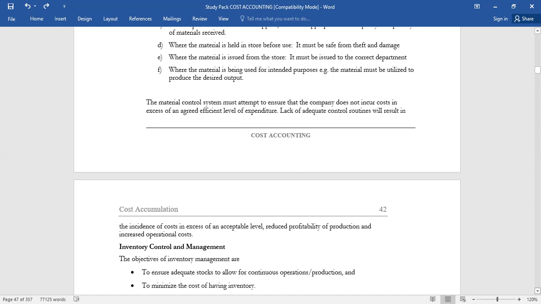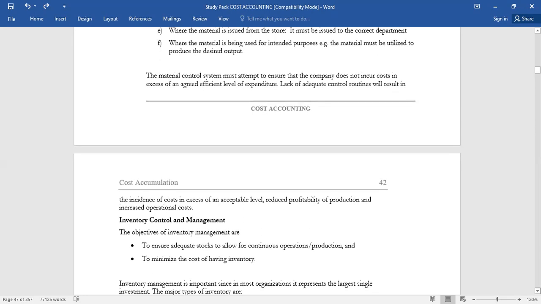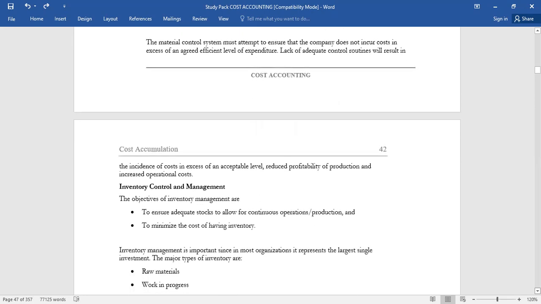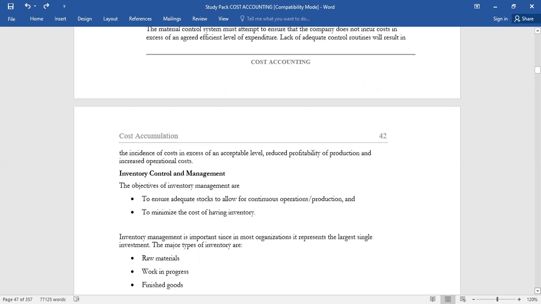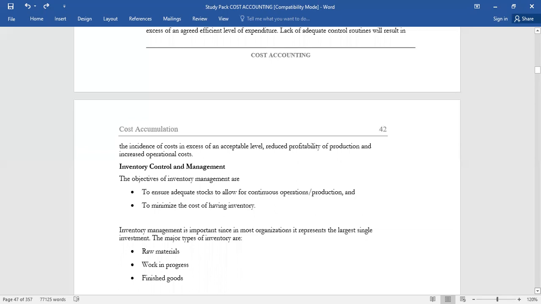And of course, they were unable to manage the suppliers. So by and by, you are losing twice and you are not able to meet your obligation. Sometimes it choked them and they were finished. So the material cost system becomes very paramount. So the company should ensure that they are operating effectively, or what we call the efficient level of expenditure, because lack of adequate control results in the incidence of excessive costs.